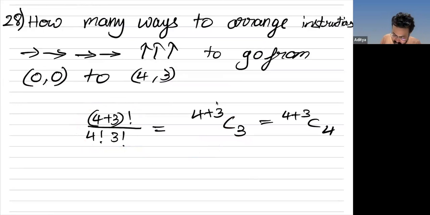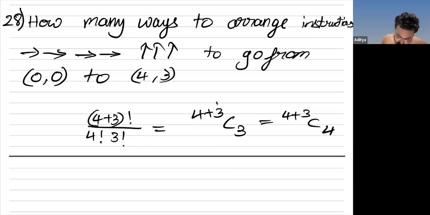Like I have written 4 factorial, in the same way this is a notation, a very fast way to write 7 factorial upon 3 factorial 4 factorial. If this is clear, let's go on to question 29. Remember, we had done some amount of inclusion exclusion type questions in last class.